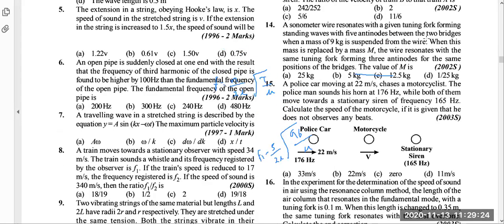Got it? Now, when this mass is replaced by mass m, the wire resonates with the same frequency. So it is a basic formula, na? Same frequency, but with 3 antinodes. So it will be 3 by 2L root of the replaced mass, mg by mu. Got it? Yes or no? Just putting the formula and solving it, you'll get the answer.